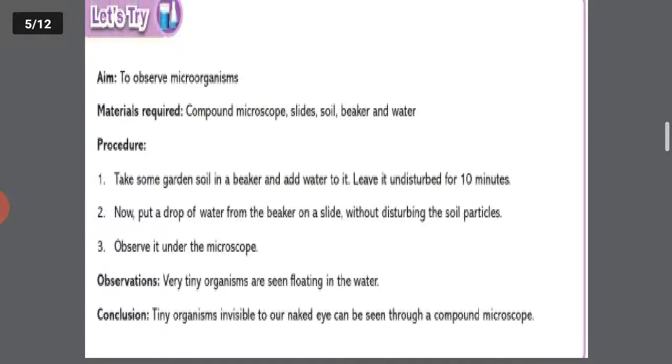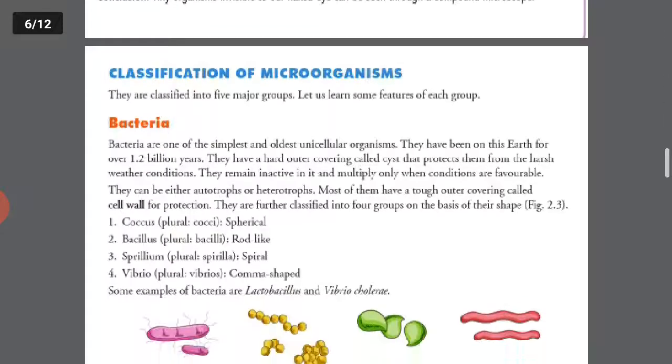So to observe microorganisms, you can take a compound microscope, slides, soil, beaker and water. Take some soil, mix it, put a drop of water on the slide, and without disturbing the soil particles, under the microscope you can see very tiny organisms floating in the water. Those tiny organisms are microorganisms.